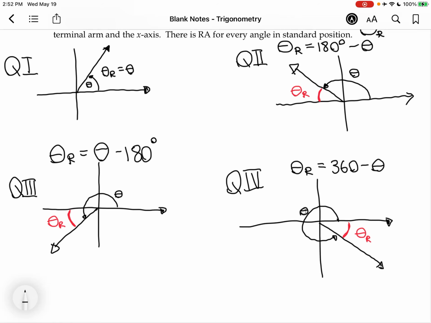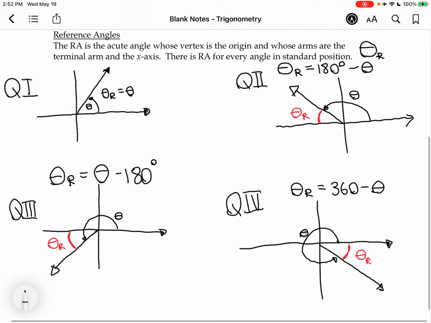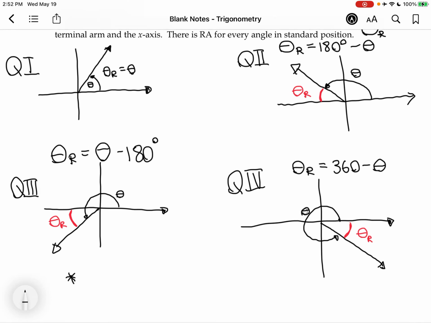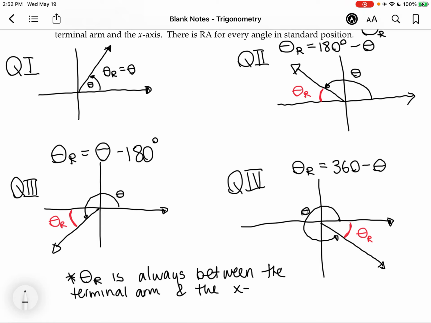Okay, so this is what theta r looks like in all 4 quadrants, and this is how you would calculate what theta r is in each quadrant. Okay, and it's always, I should actually write this down, always between the terminal arm and the x-axis. Okay?